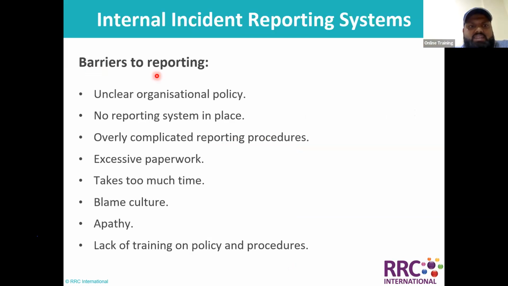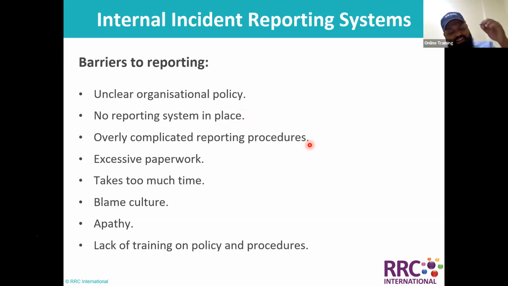These are basically the barriers to report. Unclear organizational policy: sometimes you don't have a clear organizational policy. There is lack of knowledge, not taking immediate action. You don't have a clear organizational policy regarding reporting, that in case you have to report, how you will be reporting. No reporting system in place. Overly complicated reporting procedures. Someone has mentioned too much paperwork.